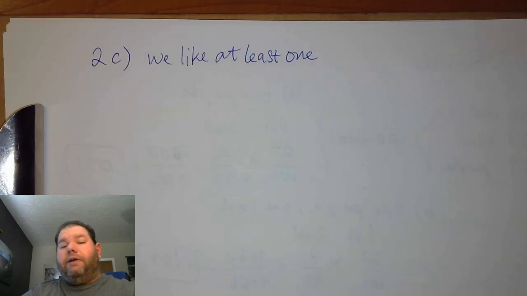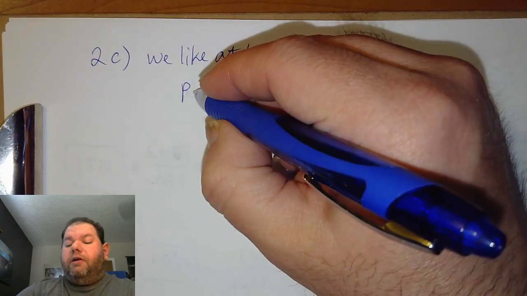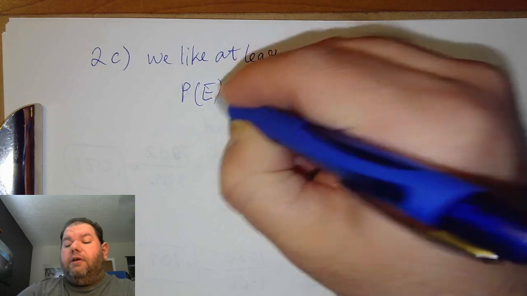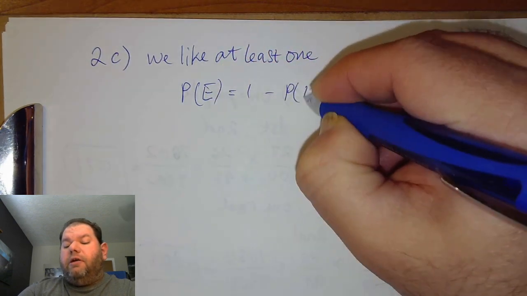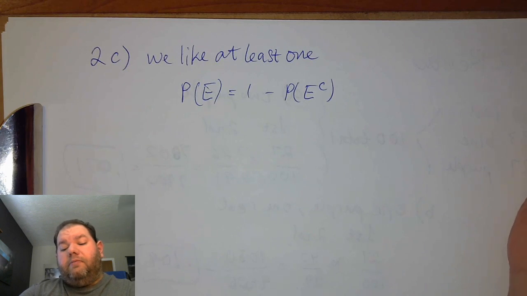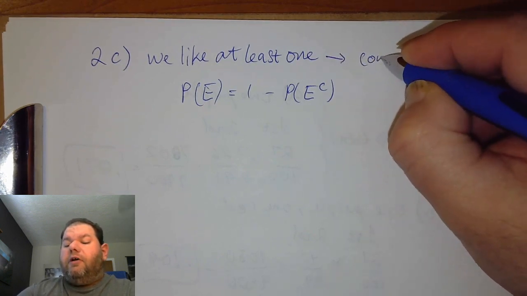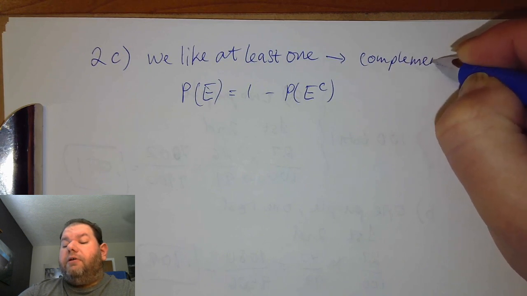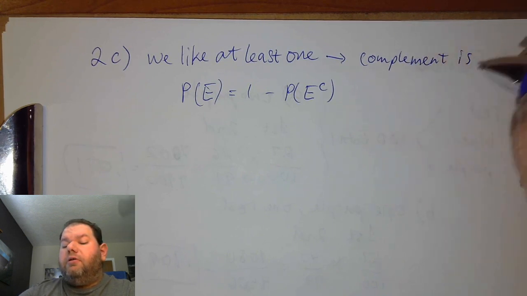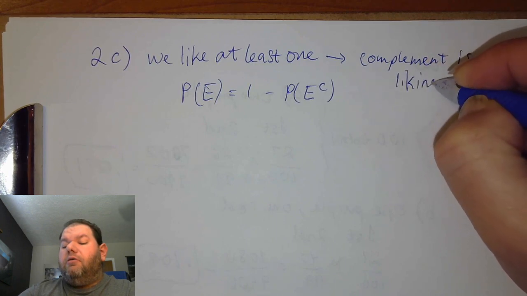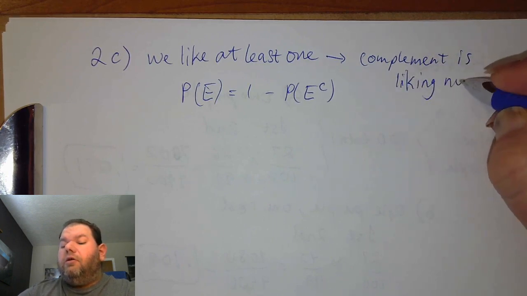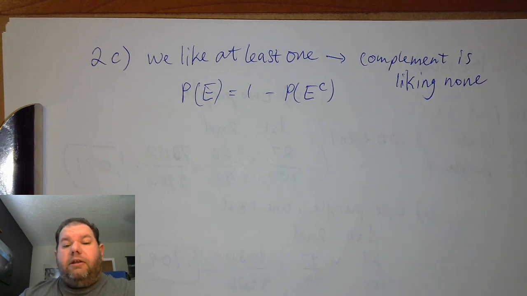Now the probability that we like at least one, this goes back to our discussion on complementary probability. With complementary probability, we know that the probability of an event is equal to 1 minus the probability of that event's complement. So what is the complement of liking at least one? Well, the opposite of liking at least one of the two songs is that we like neither of the songs.